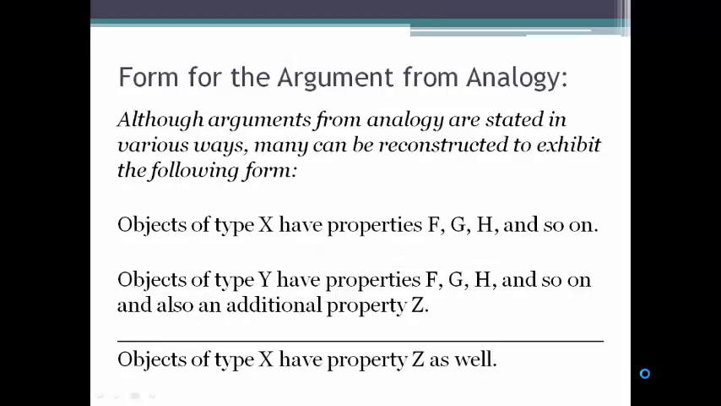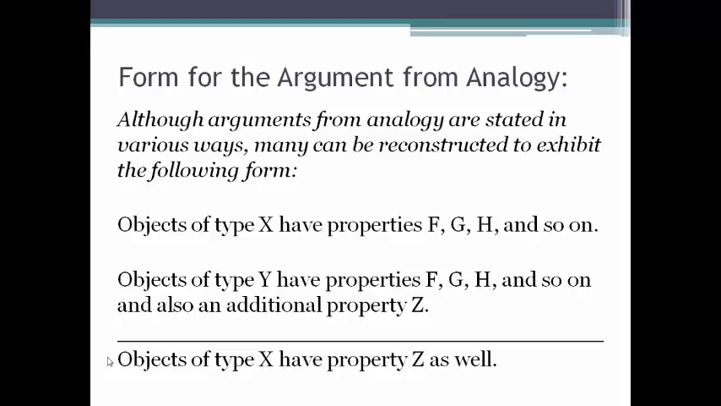Arguments from analogy can be stated in various ways, but many of them can be reconstructed to exhibit the following form. Premise 1. Objects of type X have properties F, G, H, and so on. Premise 2. Objects of type Y have properties F, G, H, and so on, and also an additional property, Z. Therefore, conclusion, objects of type X have property Z as well.